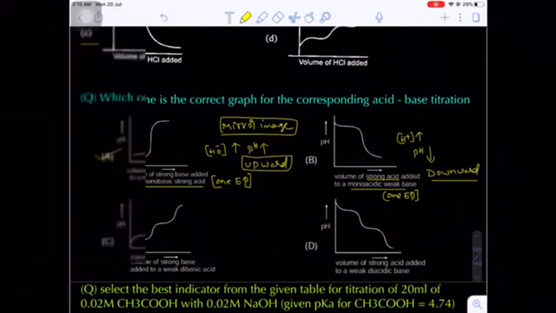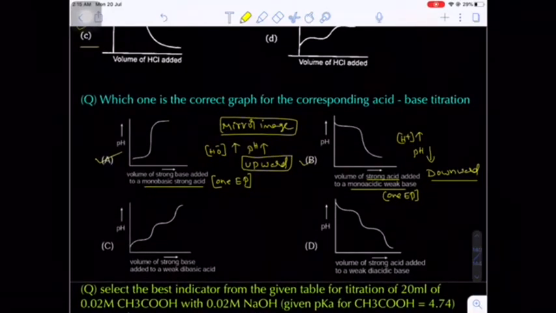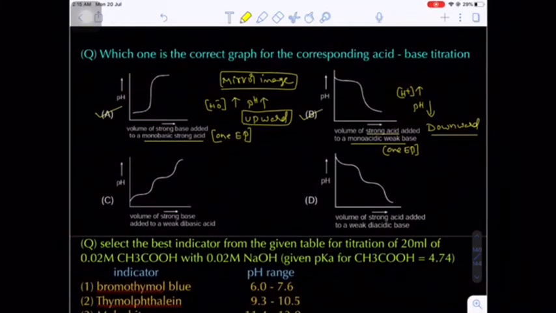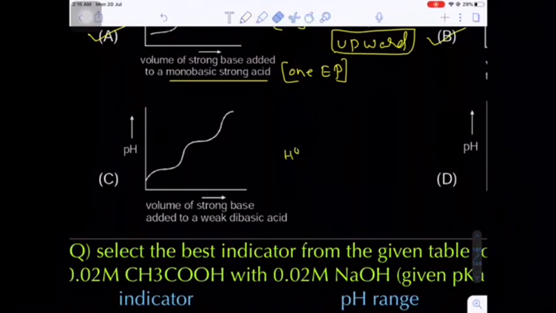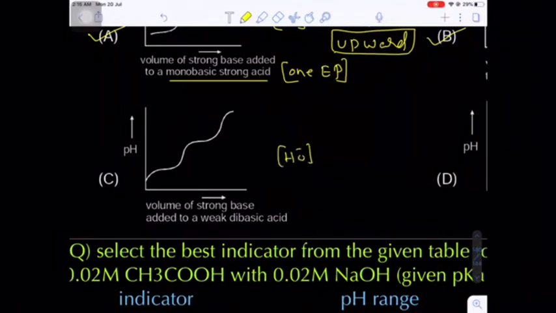Okay. If on the x-axis acid is there, so H plus concentration increases, pH decreases, the graph should be downward. So these two graphs are mirror image to one another. Okay. Now that means B option is also correct.